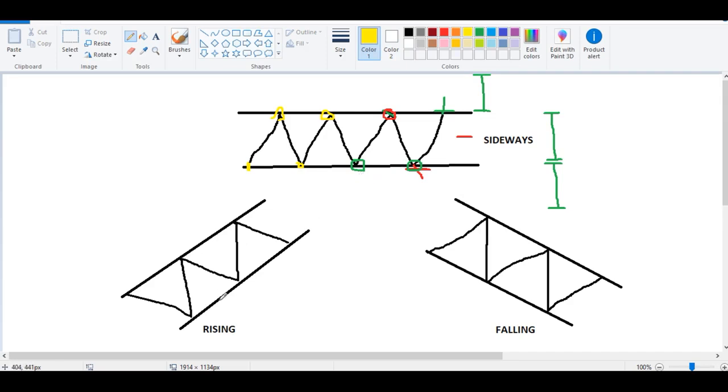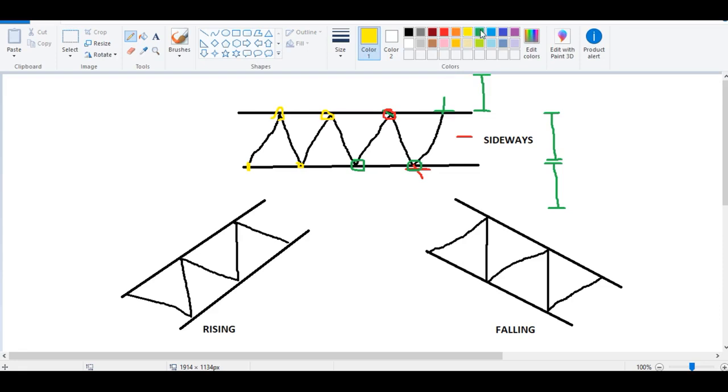Okay, so these are the two ways we can trade a sideways channel. Now let's come to the rising channel. Now in a rising channel, what we have is price in a nice uptrend with higher highs and higher lows, as simple as that.